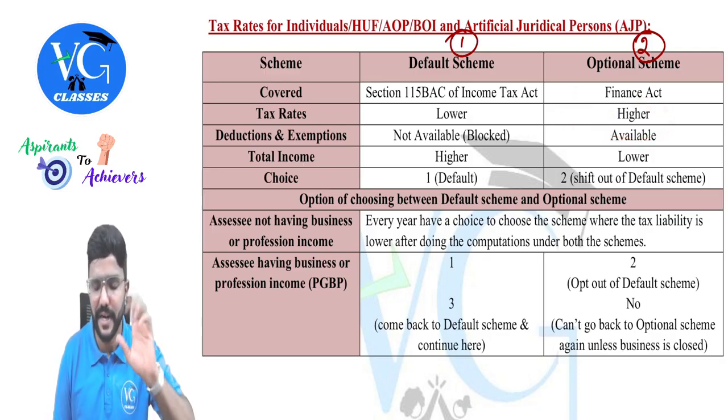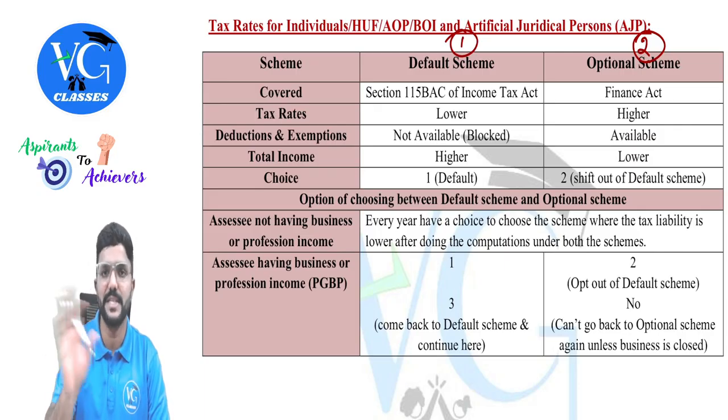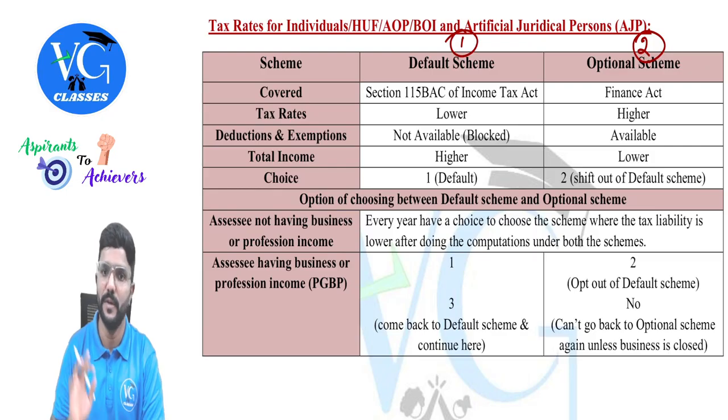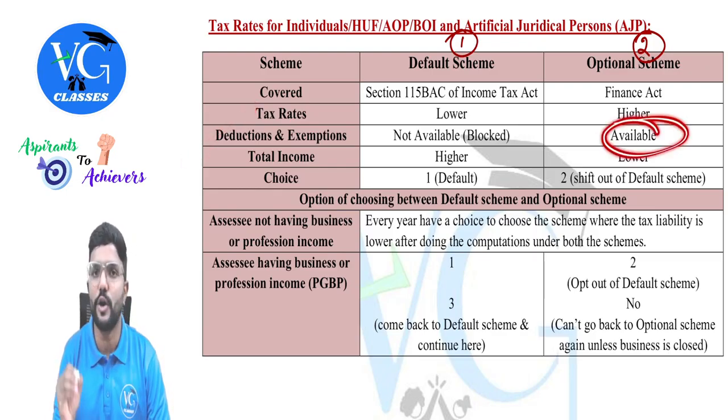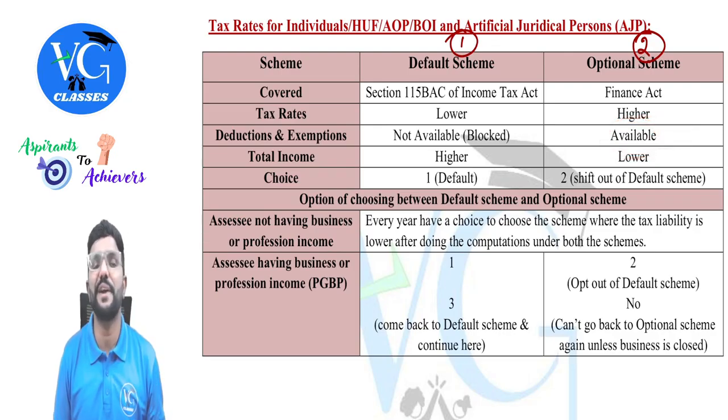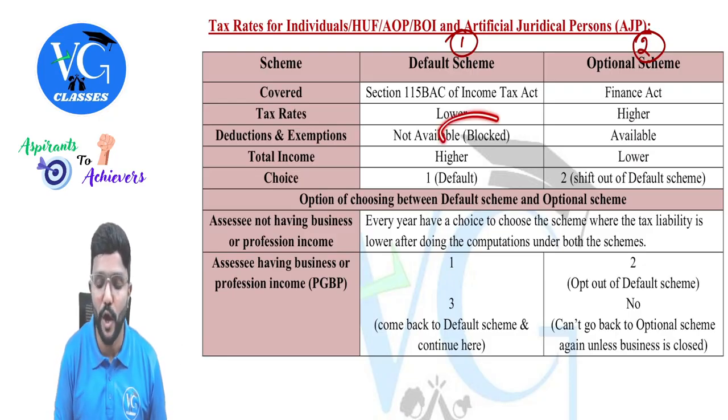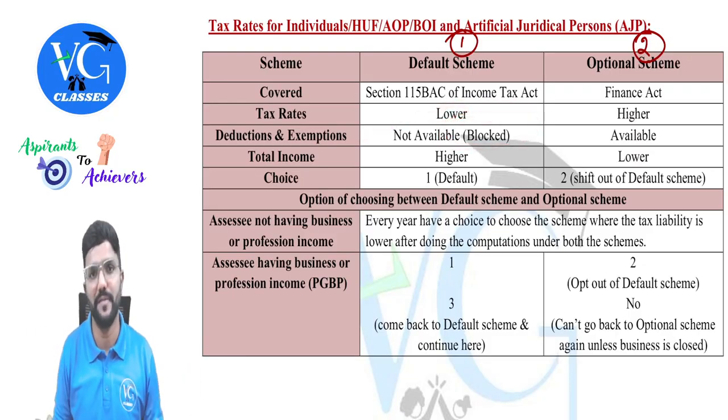A little higher. We will understand the rates and all a little later. Okay, but I'm just explaining the difference between both the schemes now. Whereas there are various deductions and exemptions available under the optional scheme. Whereas if the assessee is following the default regime, most of the important deductions and exemptions are blocked, guys. Blocked means not available. And what are the exemptions and deductions which are blocked under section 115 BAC?